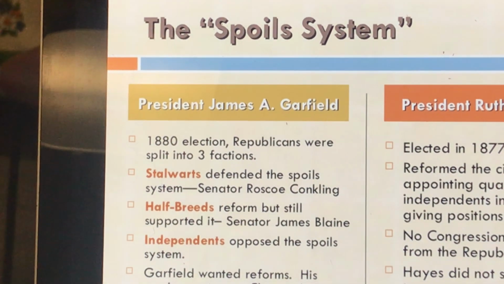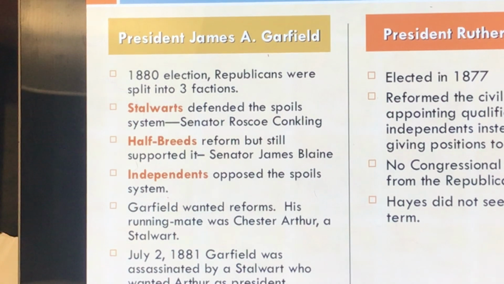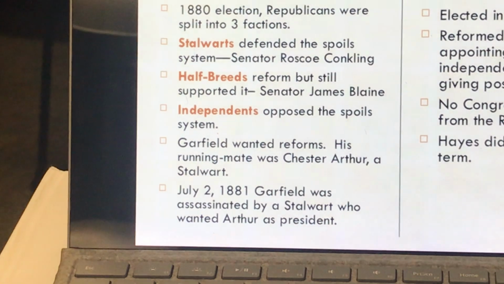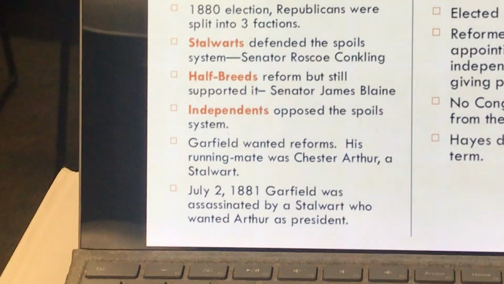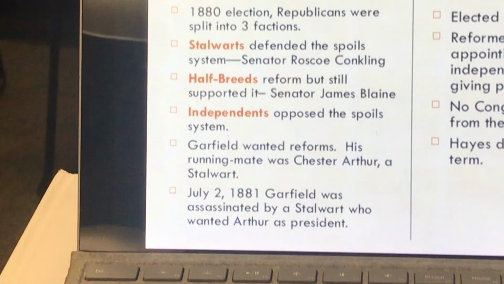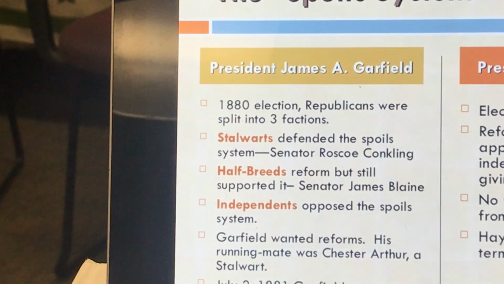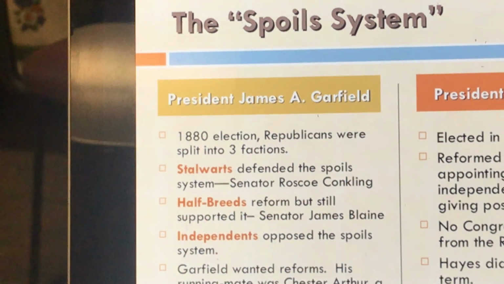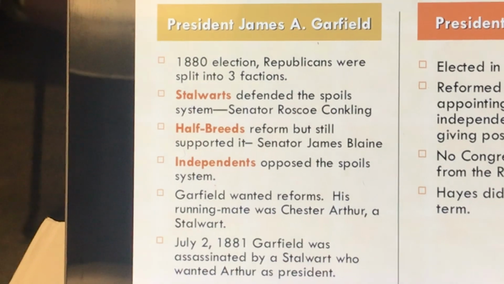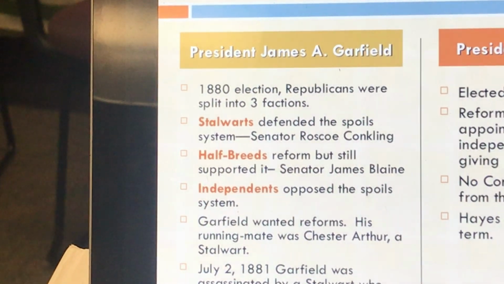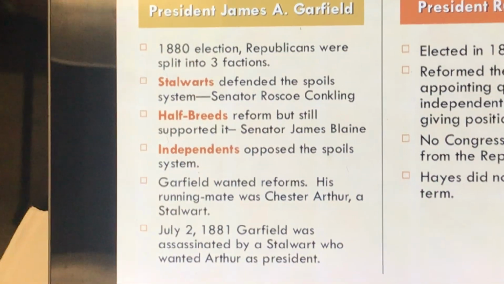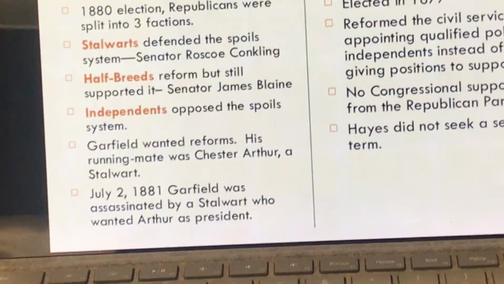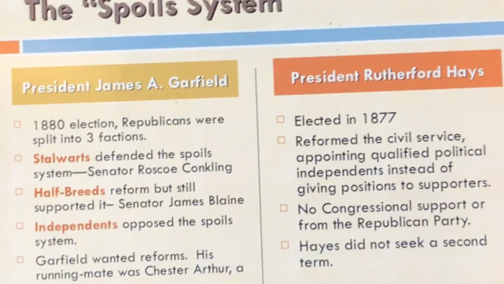So during the 1880 election, the Republicans were split into three factions. You had the stalwarts, who defended the spoils system. You had the half-breeds, who said that it needed reform, but they still supported it. And the independents, who said that the spoils system needed to go away. Garfield wanted reforms. His running mate Chester Arthur was a stalwart, which supported the spoils system. And on January 2nd, 1881, Garfield was assassinated by a stalwart who wanted Arthur to be president. He probably believed that if he did that, Chester Arthur would then give him the position he thought he was entitled to.